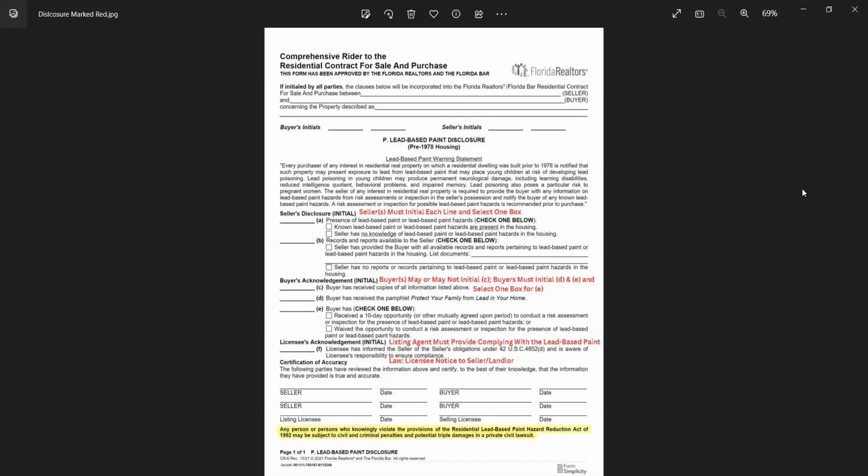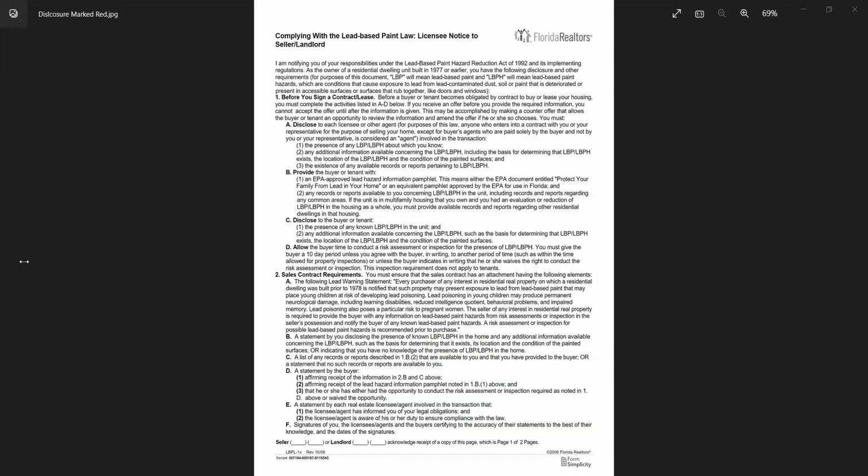It goes on to say any person or persons who knowingly violate the provisions of the Residential Lead-Based Paint Hazard Reduction Act of 1992 may be subject to civil or criminal penalties and potential triple damage in a private civil lawsuit. So this is very, very serious, and we want to make sure we're taking it seriously and we have all the protections for ourselves and for our customers. So this is the complying with lead-based paint law licensee notice to the seller.